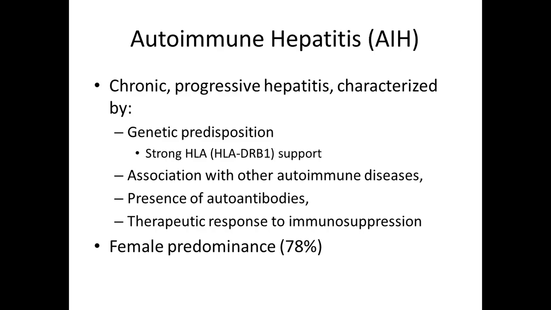Besides this, there are associations with other autoimmune diseases as well, not only the diseases which are affecting the liver primarily, like primary sclerosing cholangitis or primary biliary cirrhosis, which are also autoimmune diseases. They may be associated with hepatitis, but systemic autoimmune diseases may also have a good association with autoimmune hepatitis. And obviously, antibodies will be present.